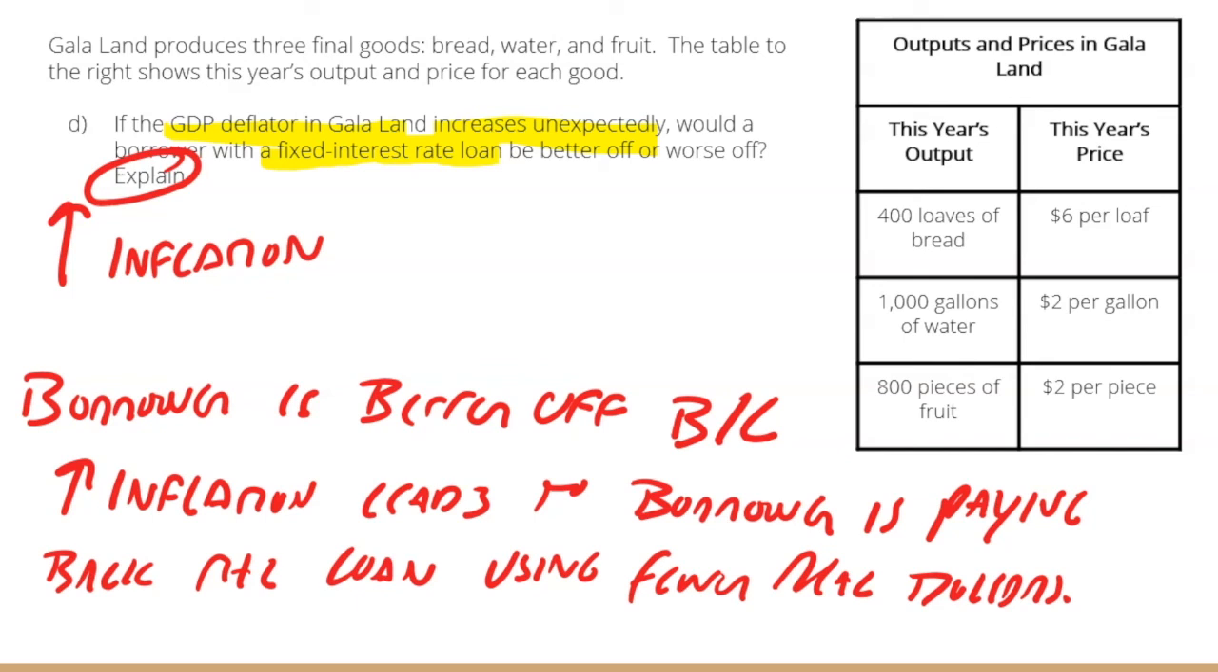If inflation rose by 30%, which is insane, while the borrower is paying off an interest rate of 2%, when the inflation was like 10% when they initially signed up for the loan, then the bank is actually receiving less money. And so the borrower is better off in this scenario.